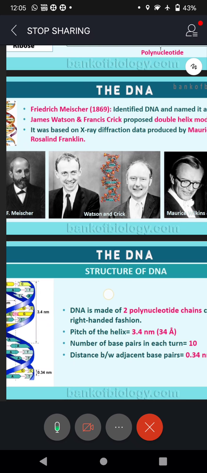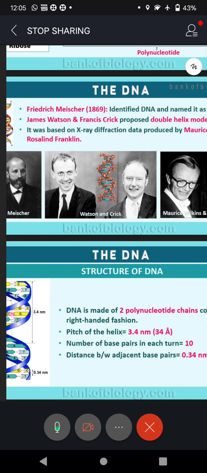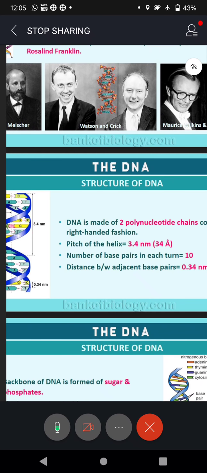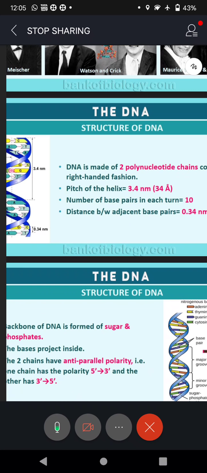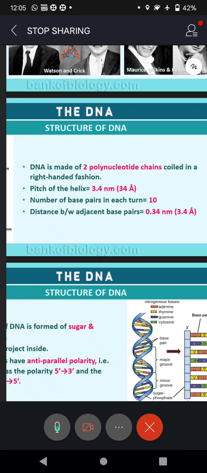And the third one, we said Franklin and Wilkins, of course, X-ray diffraction. Even today, we are using all the technology of X-rays. And what is the distance? They brought mathematics into our biology. They started measuring the distance of the DNA, the total length of DNA, how many twists there are, and what the helical structure is made up of. So some of the mathematics: DNA is made up of two polynucleotide chains coiled in a right-handed fashion.